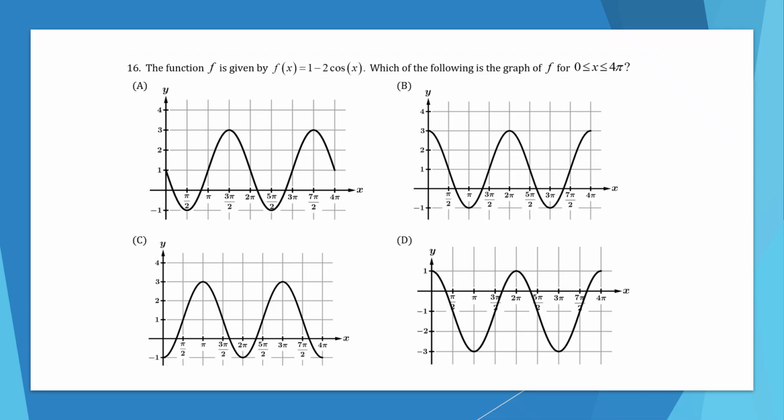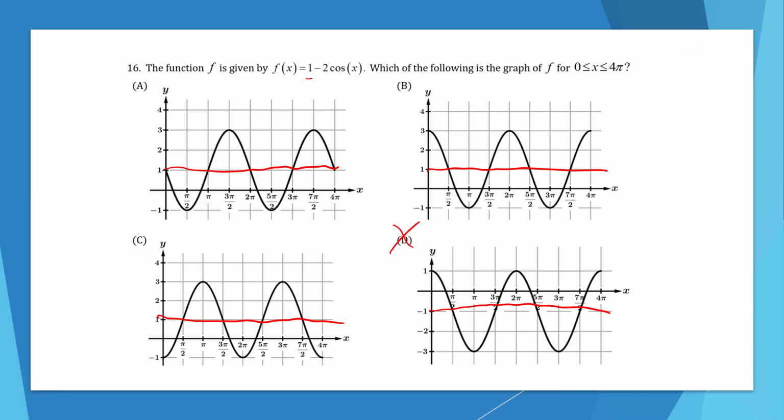16 here, the function f is given by 1 minus 2 cosine theta. Which of the following is the graph? So here I see a midline at 1. So let's sketch the midlines for all of these. And instantly I see D does not have a midline at 1. Instead, it has a midline at -1, making D the incorrect answer. So we can eliminate D, and then let's keep using process of elimination.